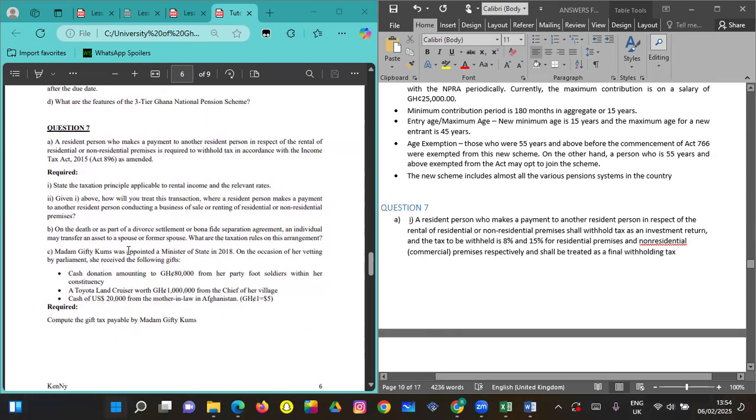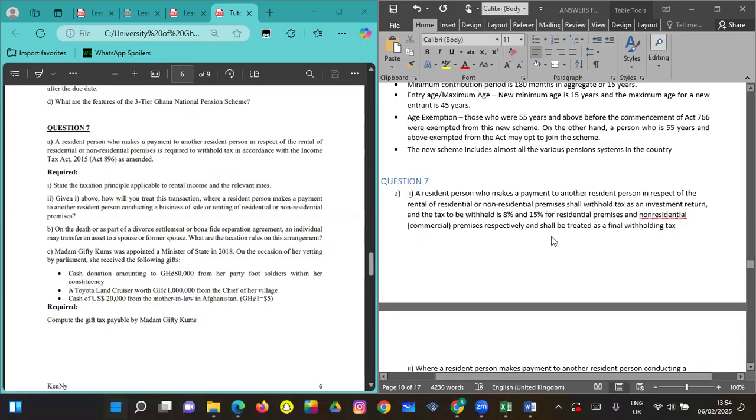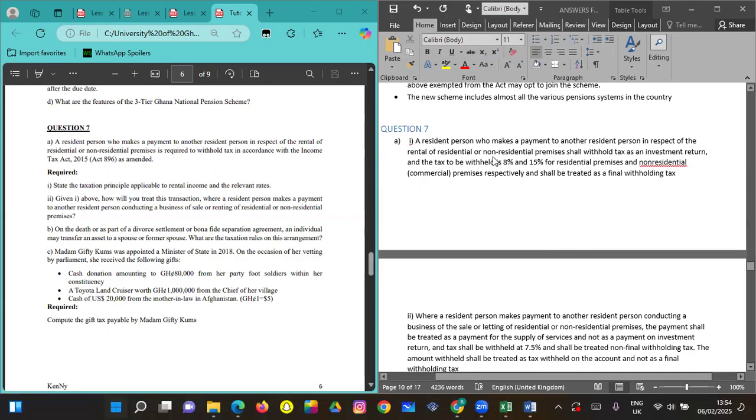Now let's go to question 7 fast. A resident person who makes a payment to another resident person in respect of rental of residential and non-residential premises is required to withhold tax in accordance with the Income Tax Act 2015 as amended. State the taxation principle applicable to rental income. So this is it here, where it is 8% and then 15%. 8% is for residential, 15% for non-residential.